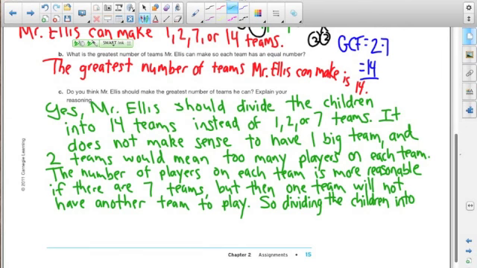These homework pages aren't too many problems. You should take your time and do a good job on them.